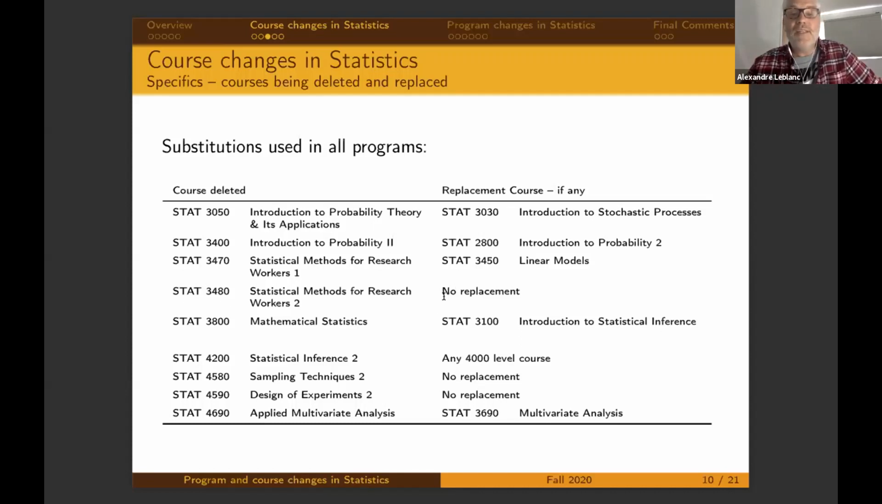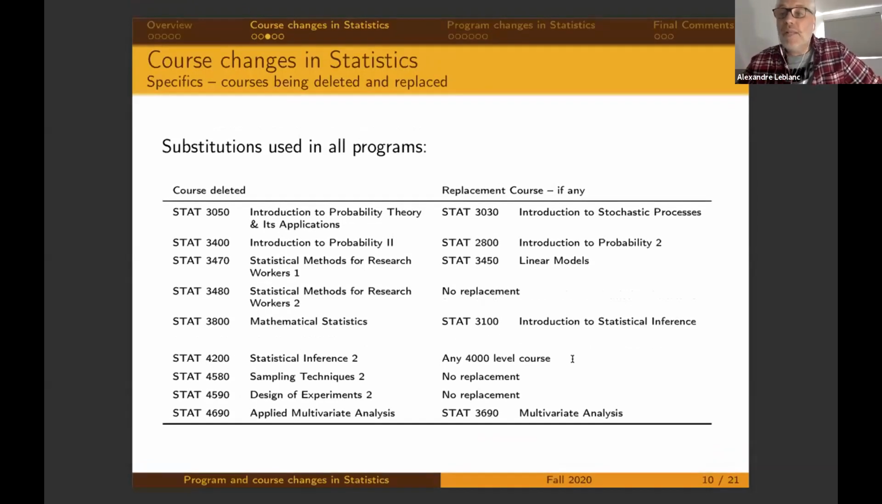So this 3480, as you see here, doesn't really have an actual replacement, as I say on this list, although the 2300, which has been introduced, can be used as a substitute. It's not an equivalent course, so that's why it's a little bit different. 3800 has been deleted and replaced by 3100. To be fair, that is kind of like the 3480. The 3100 will be different from 3800, but they have been processed in such a way that they're going to be considered equivalent in terms of prerequisites and everything.